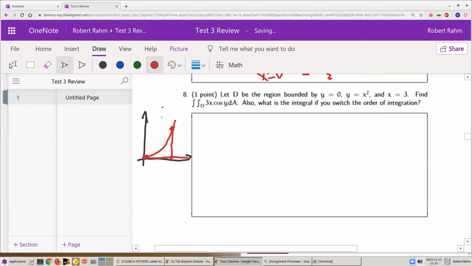And remember, the coordinates of this point are 3, 9. That's going to be useful later, I would imagine. And the coordinates of this point right here are 3, 0.